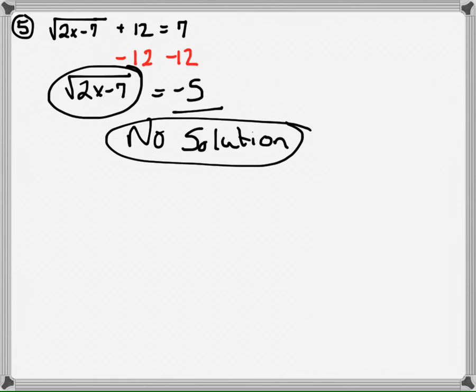So if you get your square root isolated and it's equal to a negative number, it is no solution every single time.